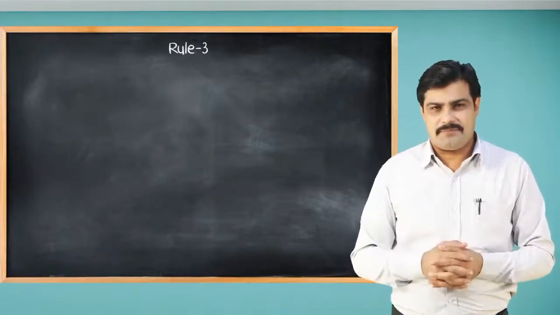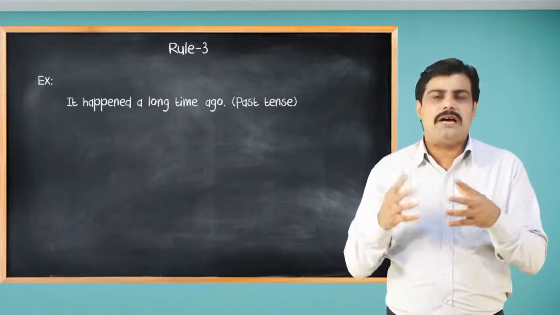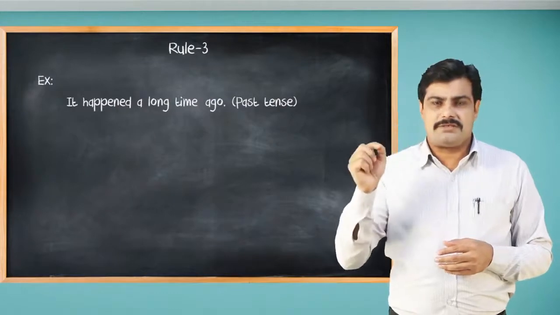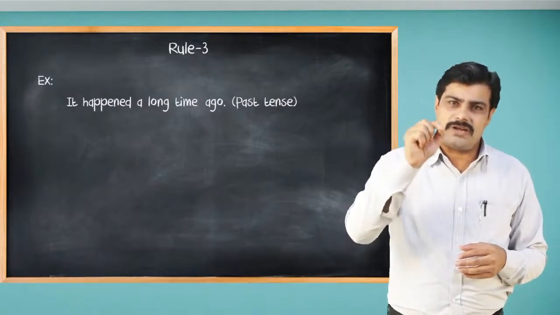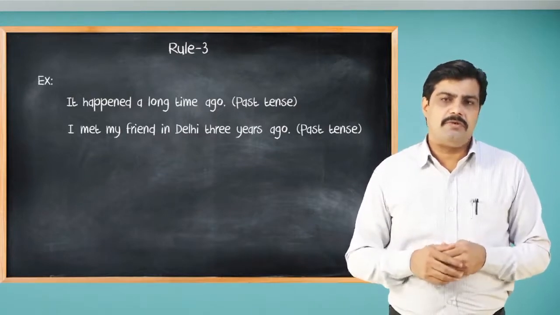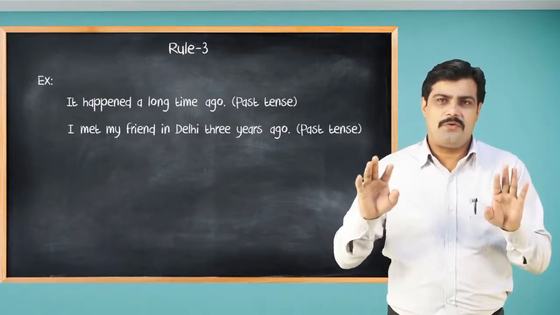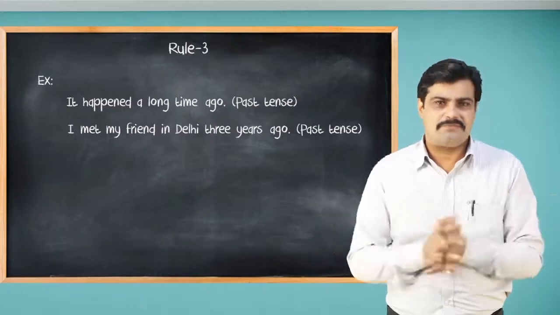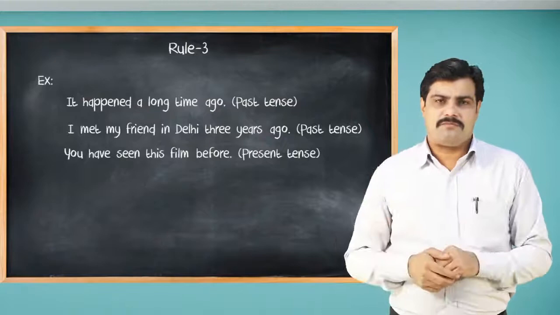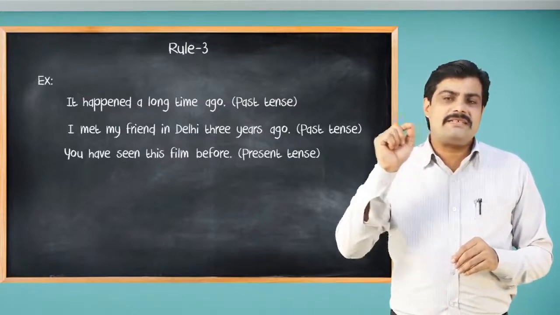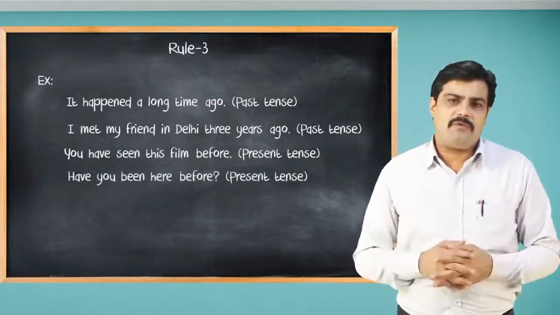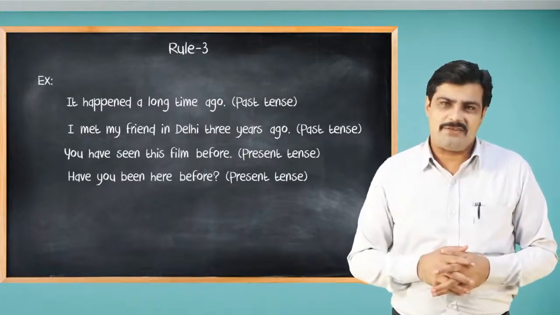Let's see the example. It happened a long time ago. The sentence is past tense, so the use of ago is right. I met my friend in Delhi 3 years ago, past tense, no improvement required. The another sentence, you have seen this film before. The tense is present tense, so before is right. Have you been here before? Present tense, so before is right also here.